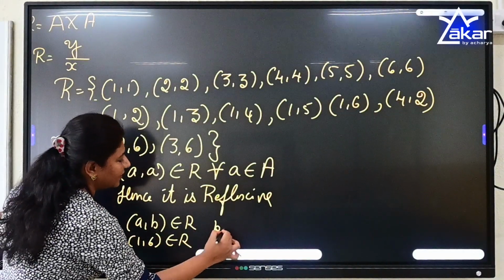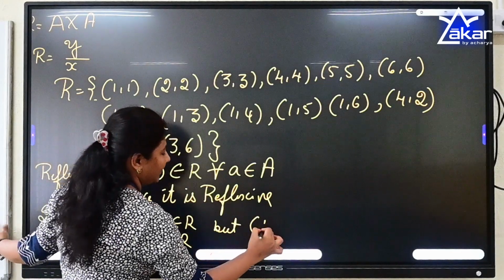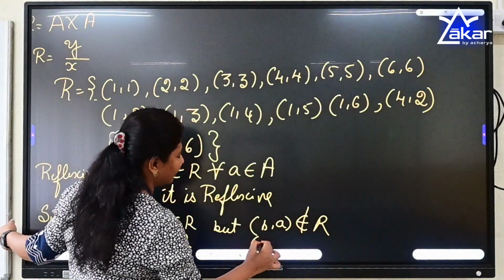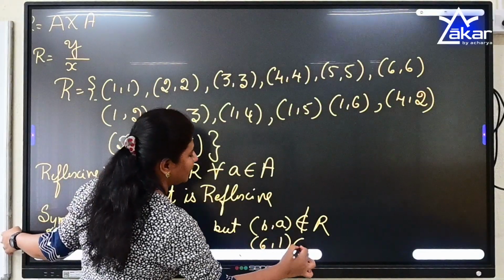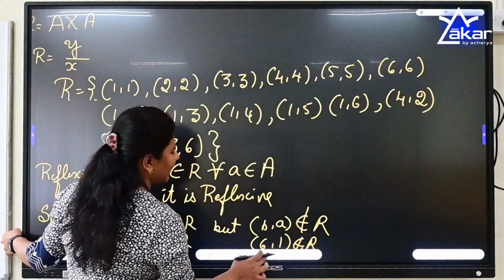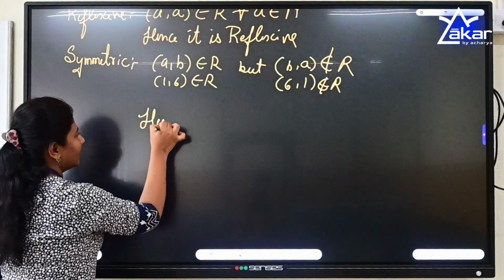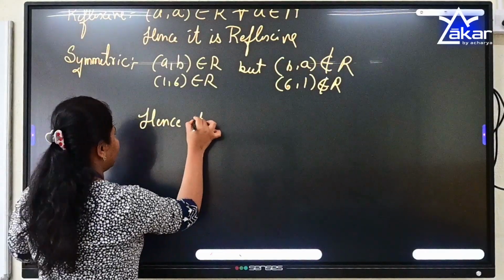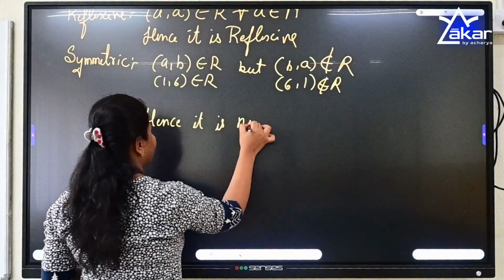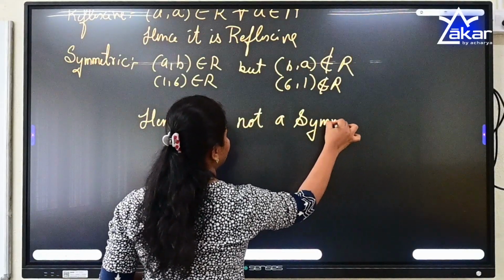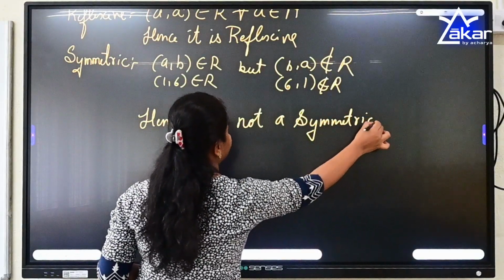But B comma A does not belong to R. Therefore 6 comma 1 does not belong to R. Hence it is not symmetric. It is not symmetric.